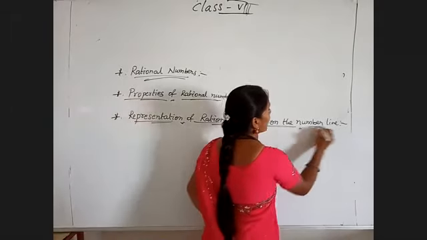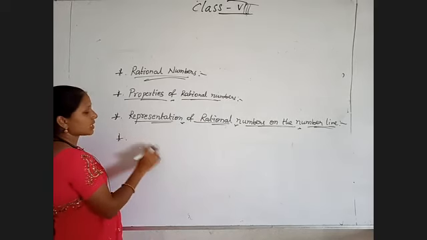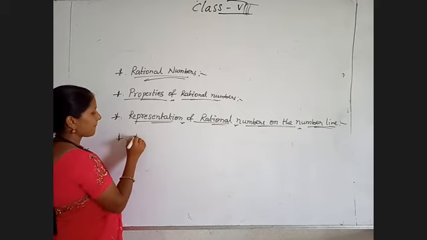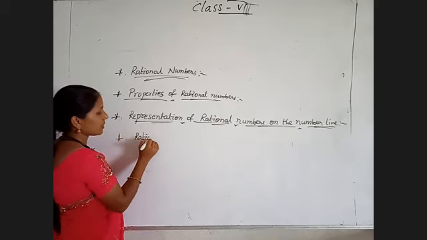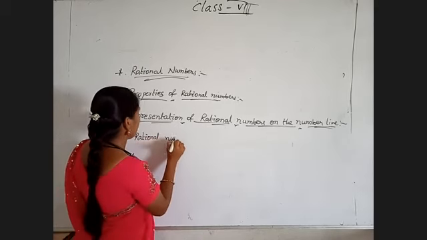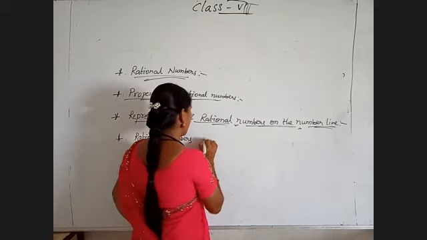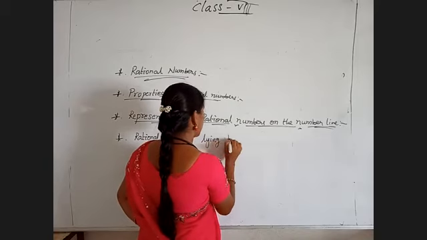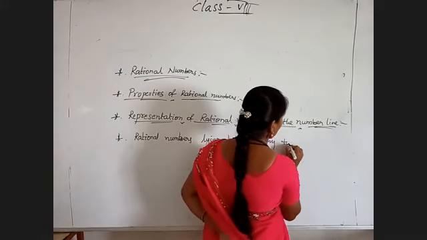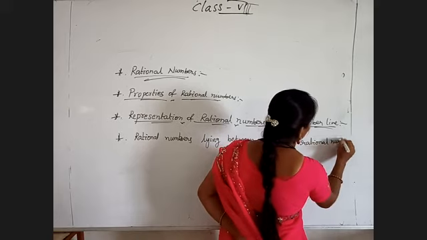After that, we have studied about how to write the numbers between two rational numbers. So that is rational numbers lying between any two rational numbers. So here we have studied.